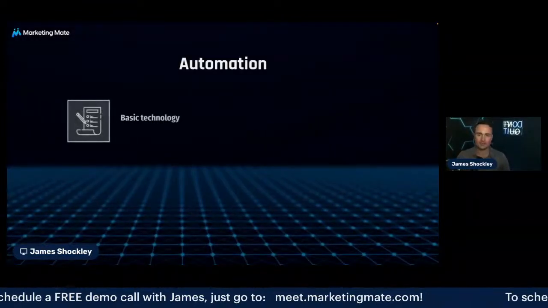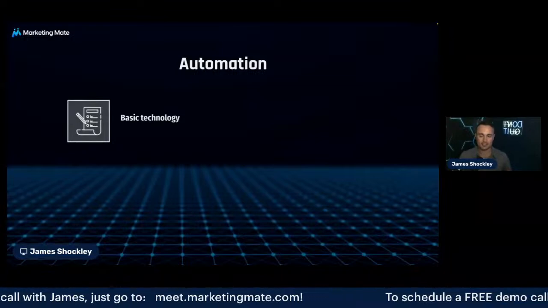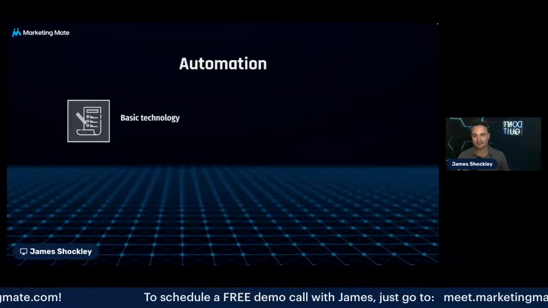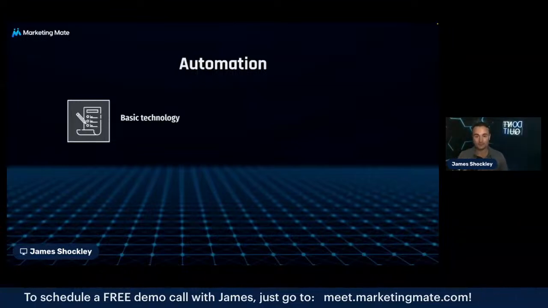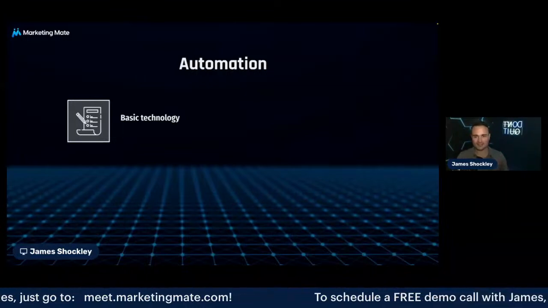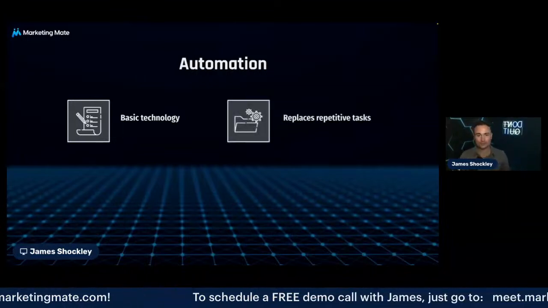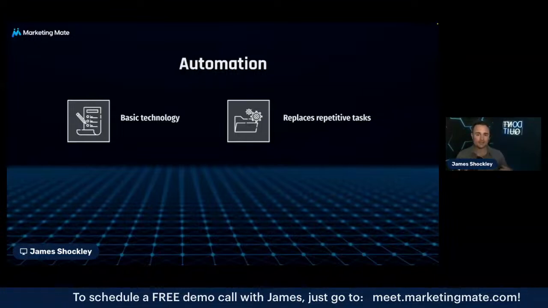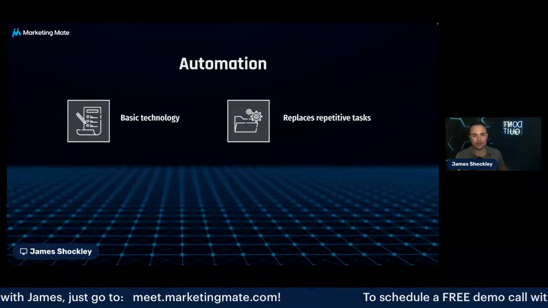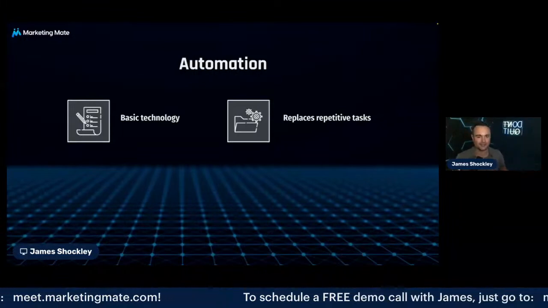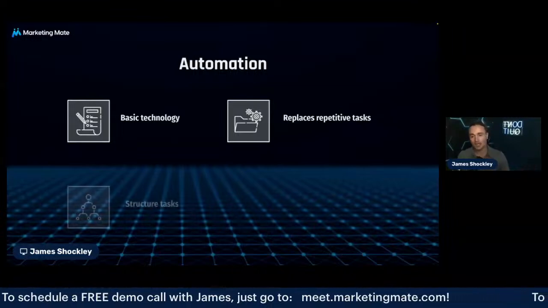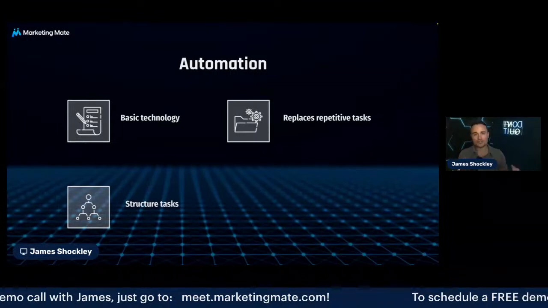The first thing to understand with automation is that it's basic technology. This is technology that's been around. It's easy to access. It's as simple as creating a Zapier, if you're familiar, where you can link two apps together. It's relatively easy, takes a few seconds. It replaces repetitive tasks, right? So typically you're used to trying to coordinate with someone to book a call, but now you just send them a calendar link, and that automates the calendar booking process, right? So that's automation.